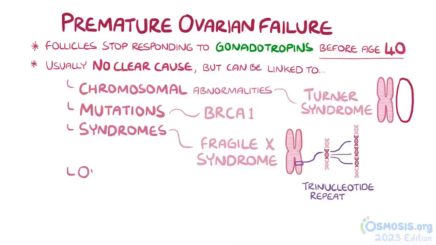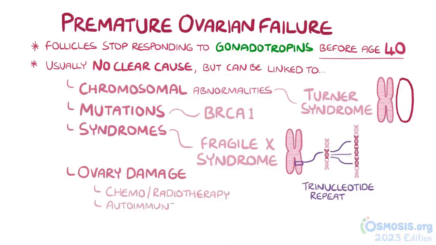In other cases, the ovaries can get harmed by chemo or radiotherapy, or by an autoimmune destruction process where the immune system goes rogue and attacks the ovaries. There are two proposed mechanisms that could explain how premature ovarian failure develops.